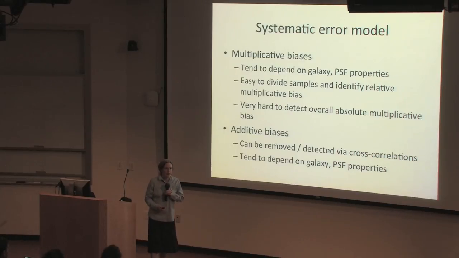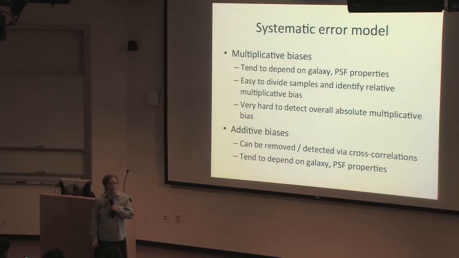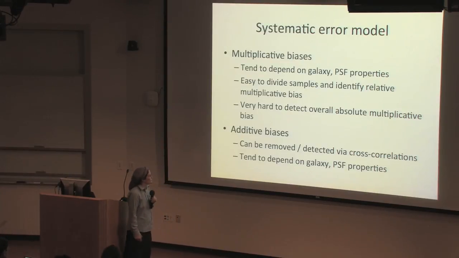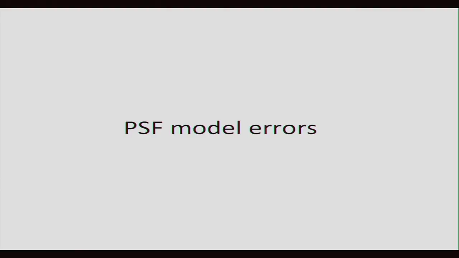But I just wanted to introduce this language because especially when we're thinking about future surveys that want to have this multiplicative bias M be smaller than 10 to the minus 3. 10 to the minus 3 is pretty small. We have to convince ourselves that we can really reduce it that low and have a believable demonstration of that. So I thought we'd talk about PSF model errors. Well, actually, we have two things left, and I think we really mostly just have time for one. So I'm going to go very briefly through this and just mention it, and Mike is going to go into it a little more in his talk, maybe.